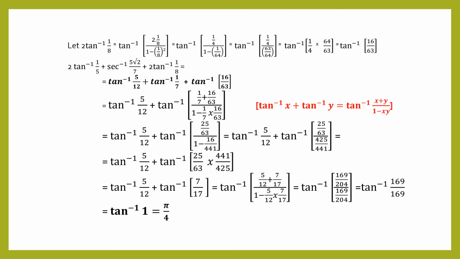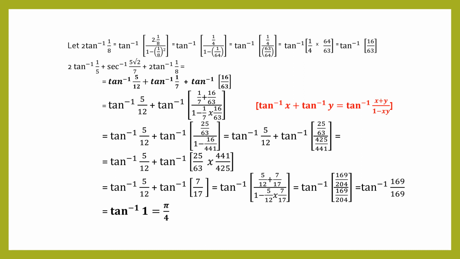Now the third term, that is 2 tan inverse 1 by 8, we can write as tan inverse 2 into 1 by 8 by 1 minus 1 by 8 the whole square, using the equation 2 tan inverse x is equal to tan inverse 2x by 1 minus x square. And upon simplification we can see that it reduces to tan inverse 16 by 63. Now all the three terms are in terms of tan inverse. And now we can do something.